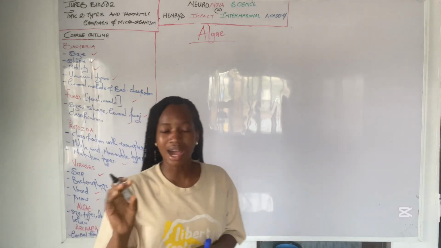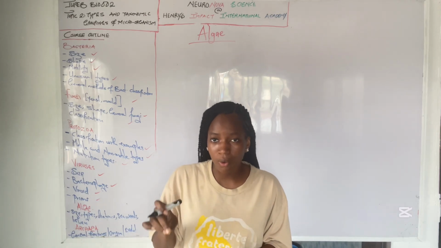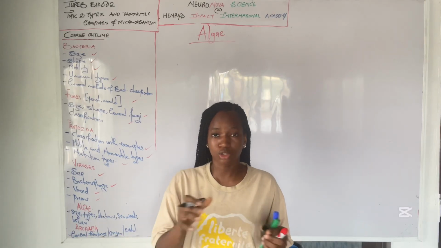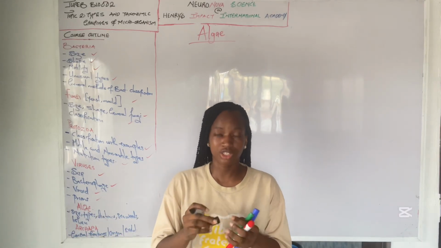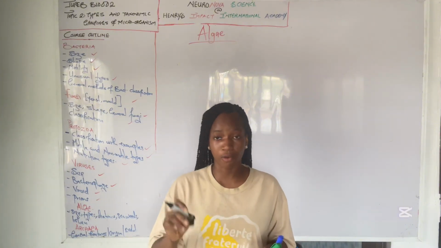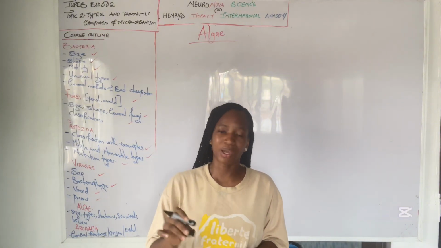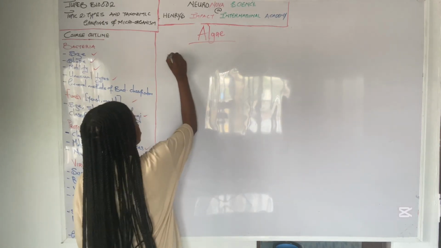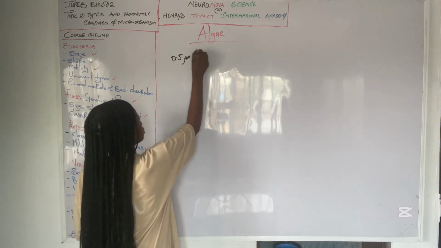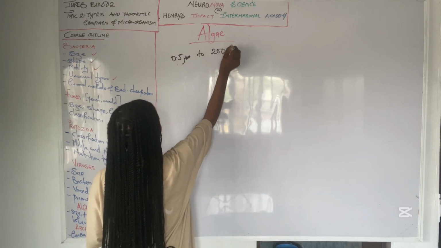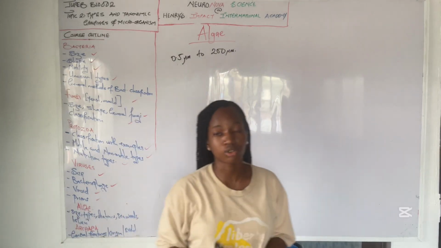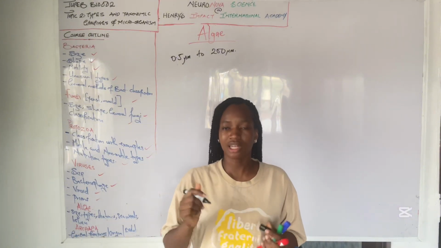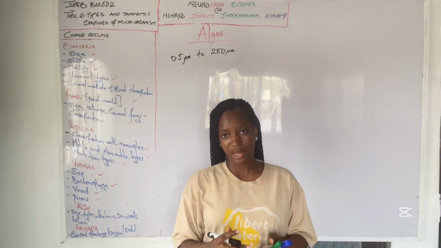Basically, we first need to know that algae are classified based on their color, meaning their pigmentation. They have 7 major subclasses, but we are focusing on 3 major ones, the common ones JUPEB normally focuses on. They are classified based on their biotechnological features and their color pigmentation. The sizes of algae range from 0.5 micrometer to 200 micrometer. Something you really need to take note of. Just like we discovered that viruses are measured in nanometer, now you know that algae are measured in micrometer.